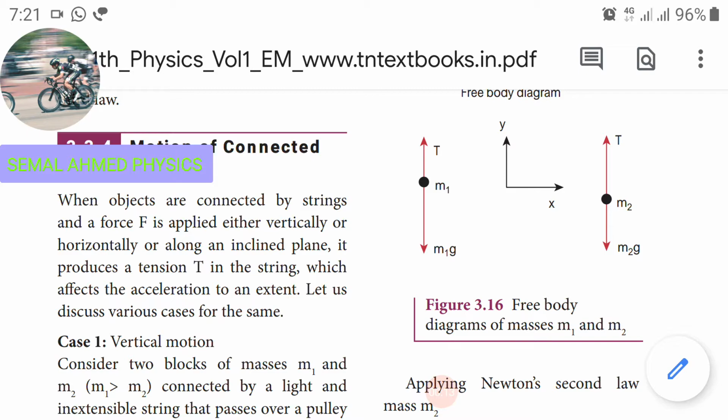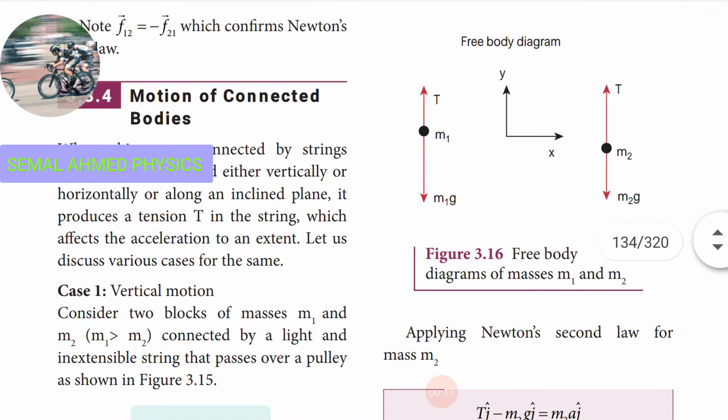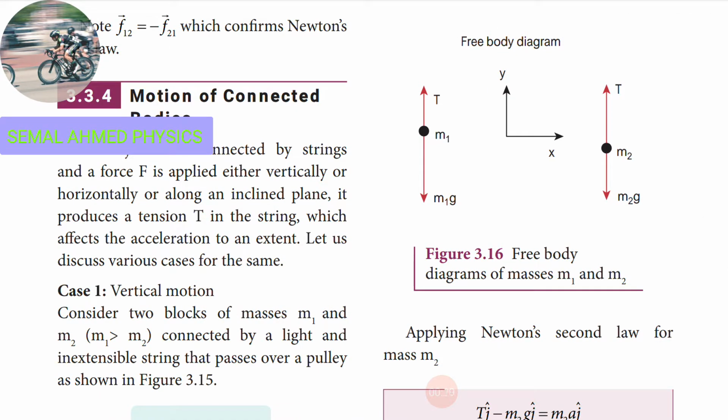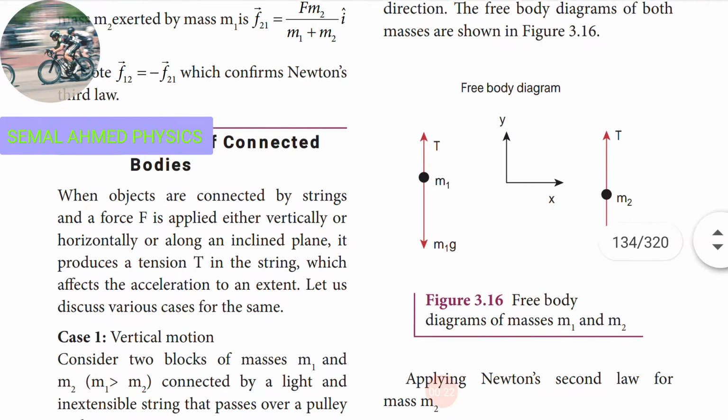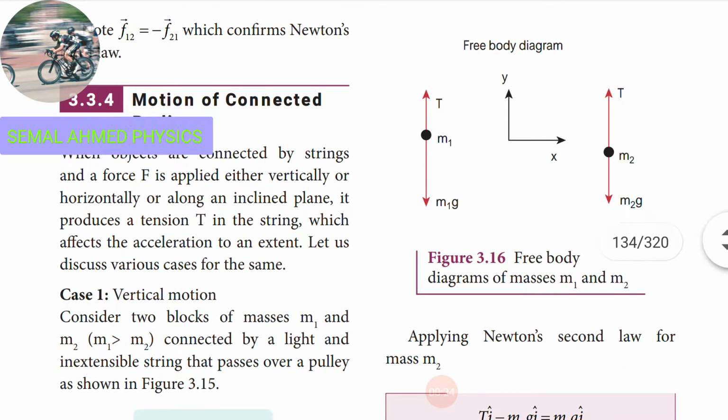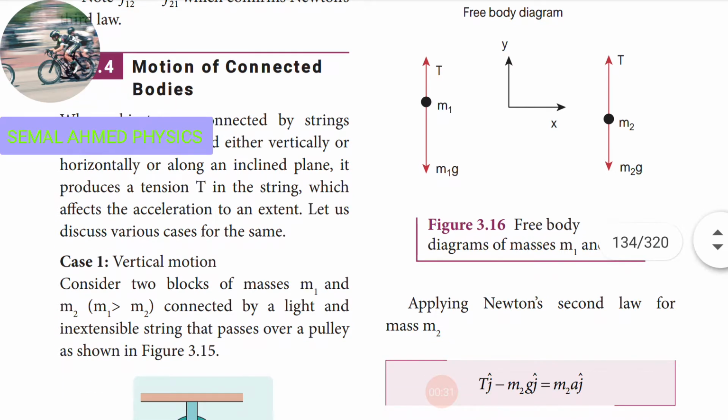Now dear learners, let me continue this chapter. Today we are going to see the motion of connected bodies. There are two kinds of connected bodies: one is vertical, another one is horizontal. Let me see the horizontal first.